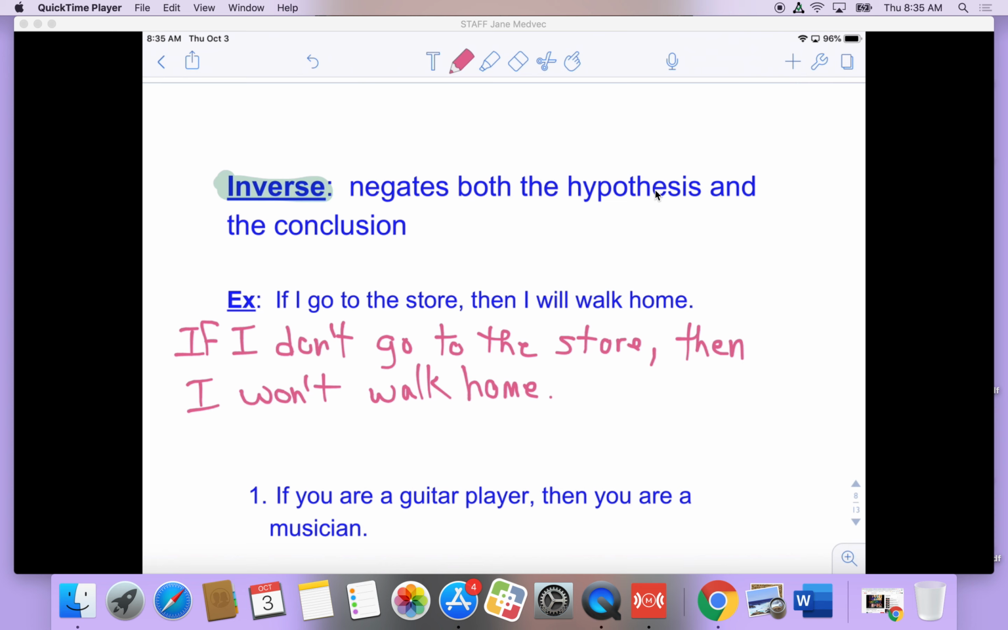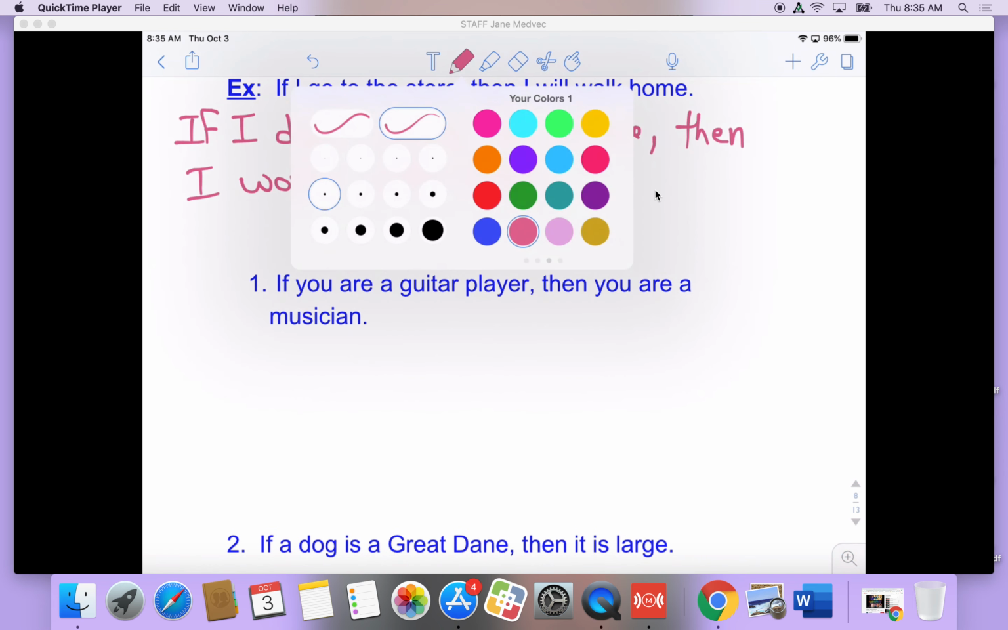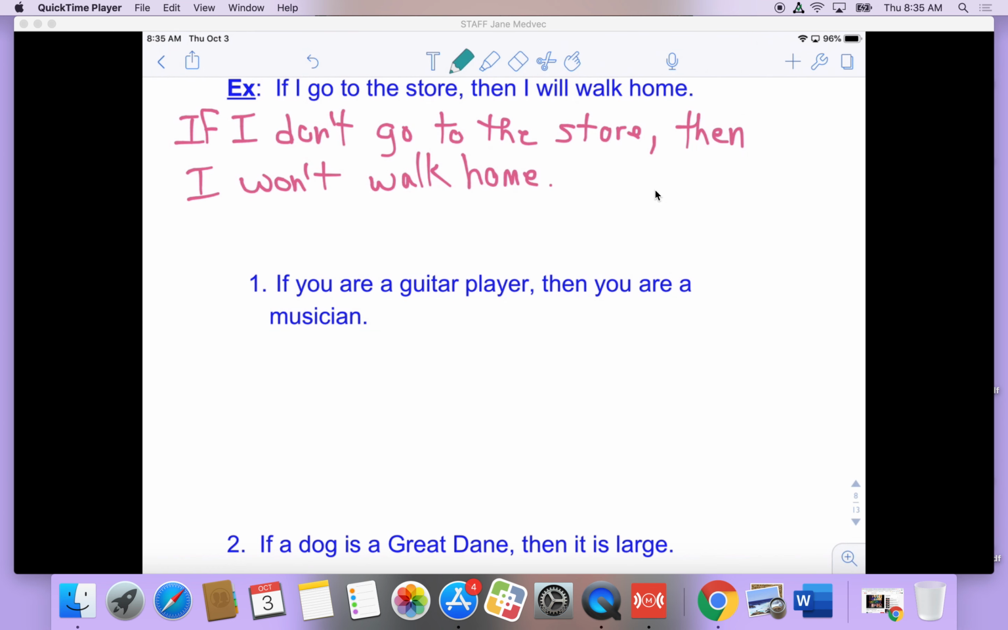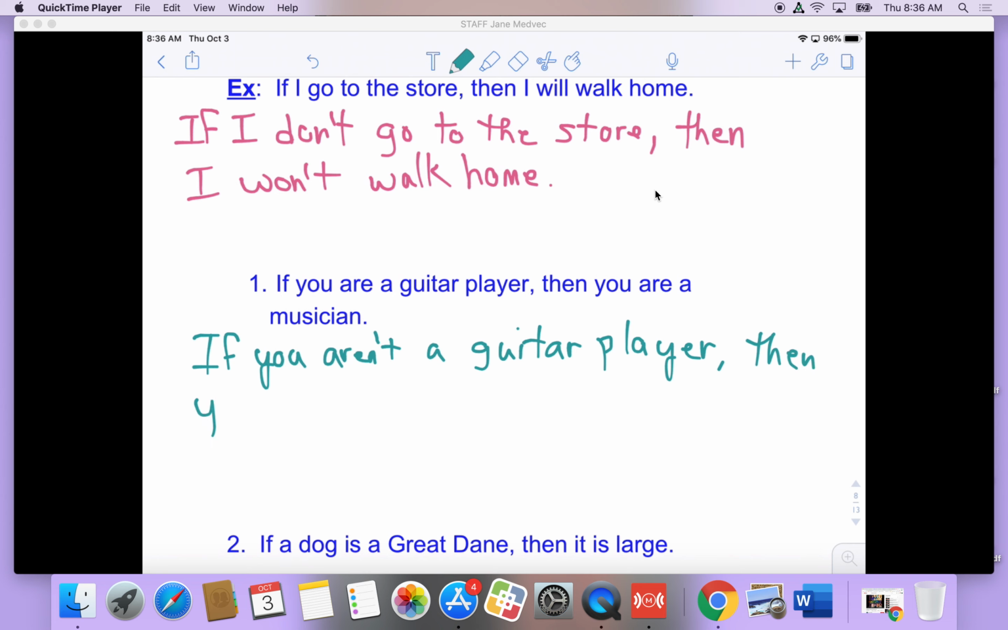I think negations are really easy. They're probably the easiest out of all of them. Questions on that one? Okay. If you are a guitar player, then you are a musician. If you are not, or aren't, right? Then you, yes.